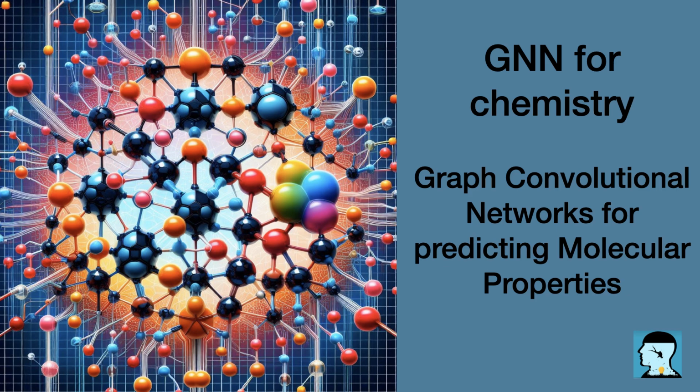Graph convolutional networks are a promising tool for predicting molecular properties. They can capture the complex relationships between atoms in a molecule, which can lead to more accurate predictions. As a result, graph convolutional networks are likely to play an increasingly important role in the development of new drugs and materials.